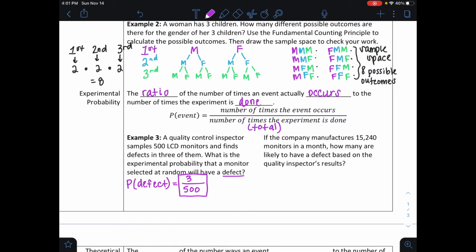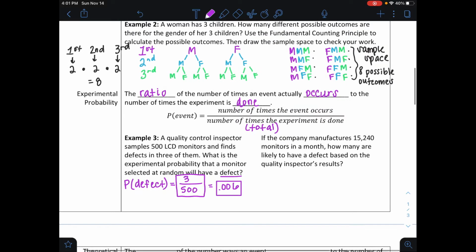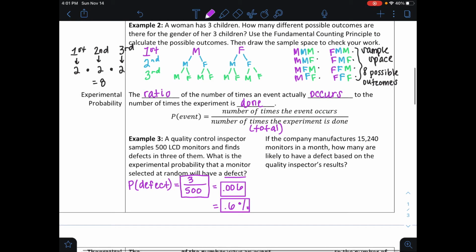If you want to change it to a decimal, you simply do numerator divided by denominator, and that would be 0.006, I believe. And then if you want to change it to a percent, you just multiply by 100, and that would be 0.6%. It's okay if your percent has a decimal in it. That does not make it a decimal. It's just a percent. That's not a full percent.